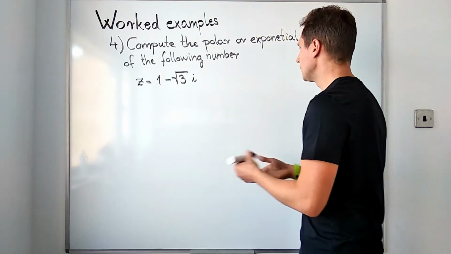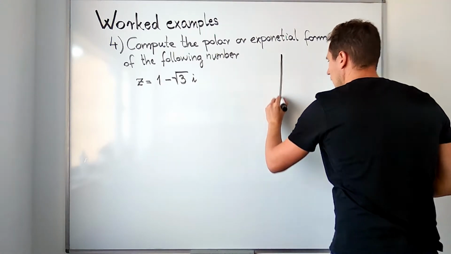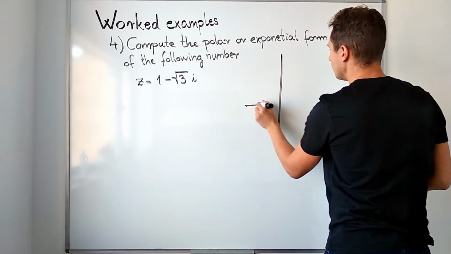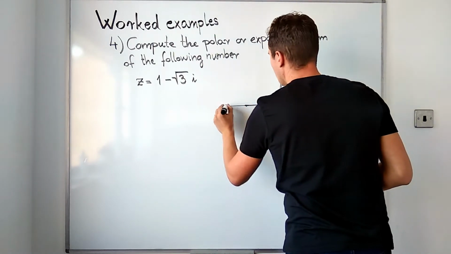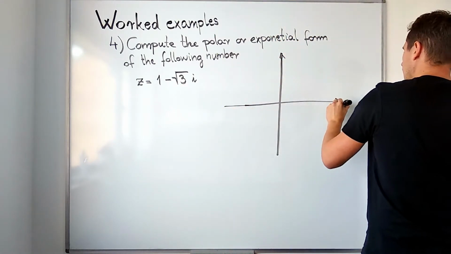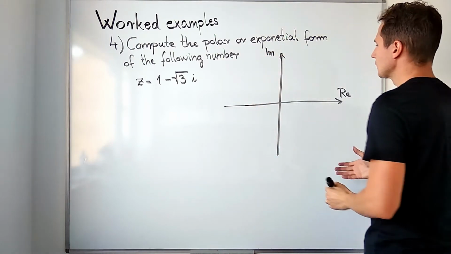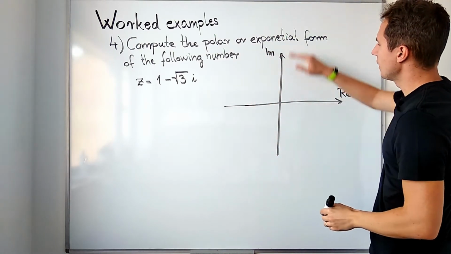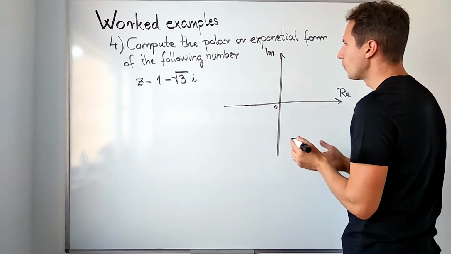For this, it might be useful if we try to locate this number in the complex plane. It will give us a good check whether our results make sense or not. So here is the complex plane with the real and imaginary axes in which we can locate various points.